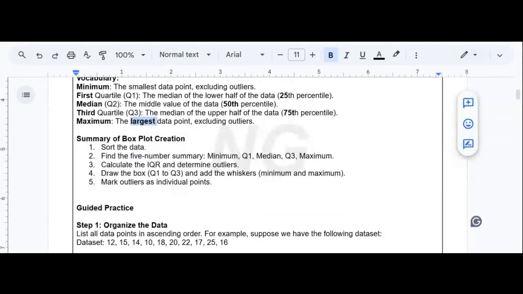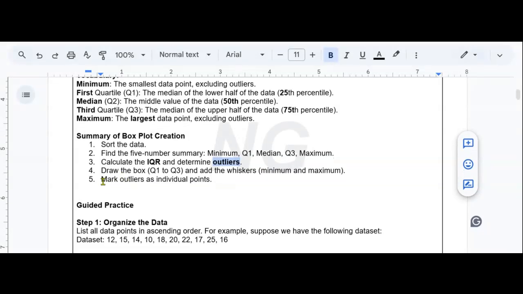So how can we do box plot? Sort the data, first point. Second, find 5 number summary: minimum, quartile 1, median, quartile 3, maximum. Calculate the interquartile range to determine the outliers. What does outliers mean? Numbers that are outside the range. Draw the box, quartile 1 to quartile 3, add the whiskers, lower minimum and maximum. Mark the outliers as individual points.